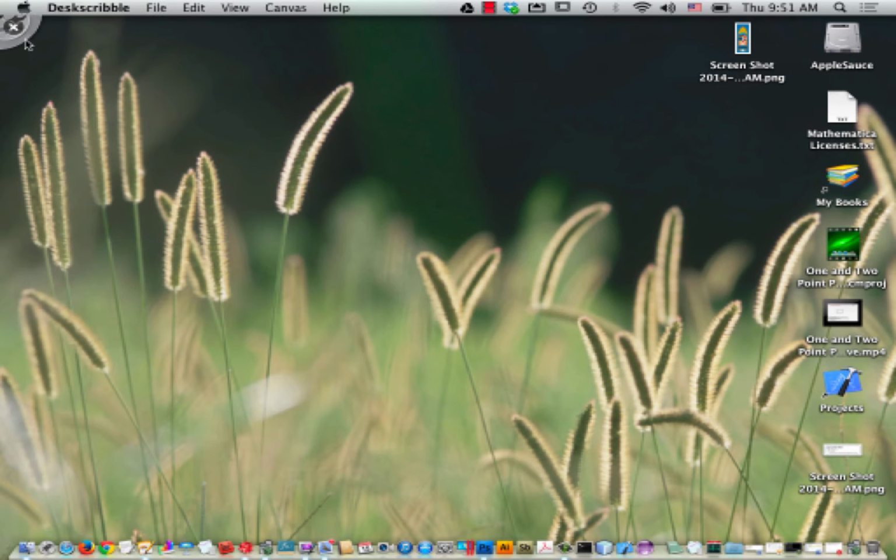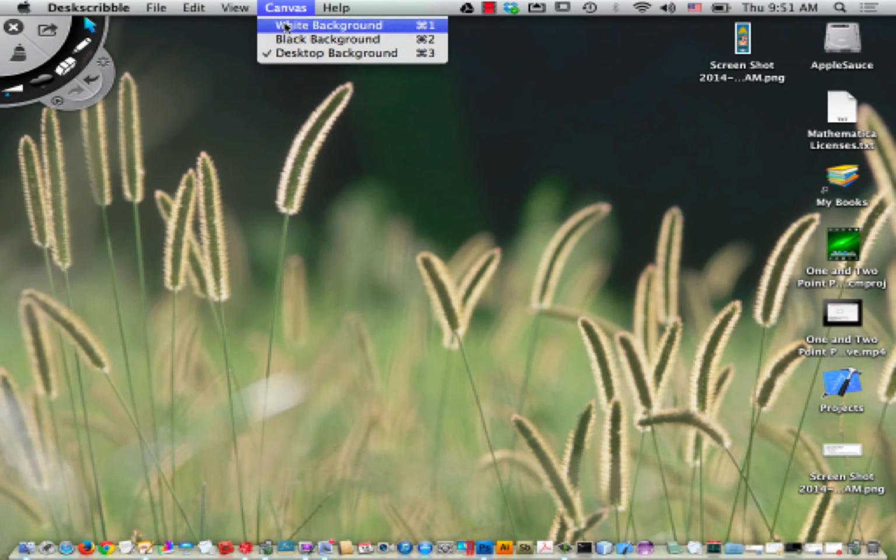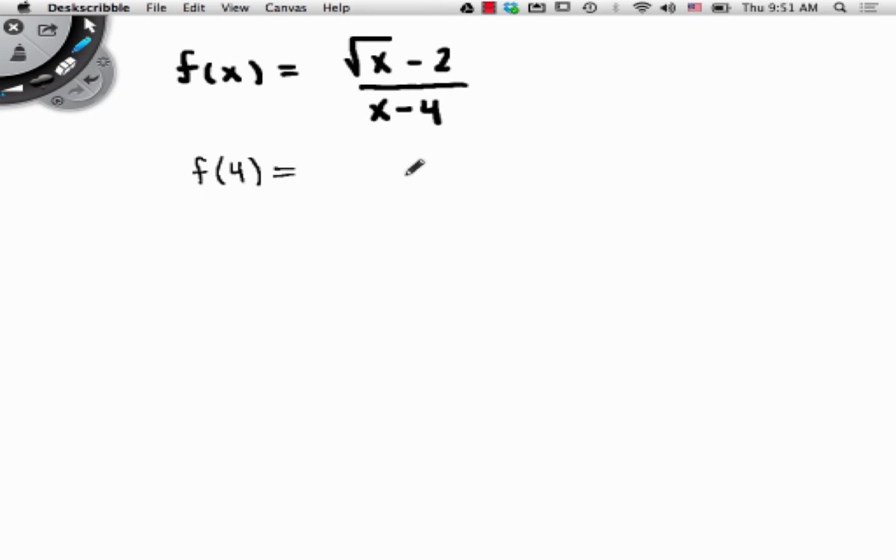We're going to take that same function. So I've got f of x equals the square root of x minus 2 over x minus 4. And what I'm going to do is evaluate the function right at 4. And you're probably going to say, well, why on earth would you want to do that, Mr. Partridge? You already know that it's indeterminate. That's true, but I want to show you, Alexandra, what kind of an indeterminate it is.